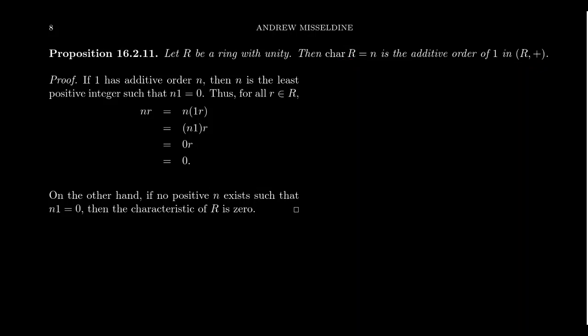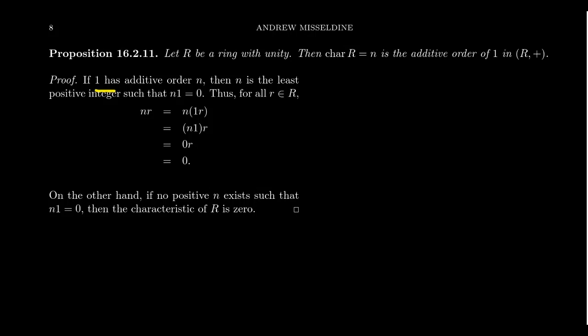So in particular, if I take n times r, that's always equal to zero. So n times one, of course, is equal to zero. What we're trying to say here is you don't even have to look at anything else. Whatever happens to the unity is what happens to everybody. Okay, so let's make a comment about that. Well, I should say, let's look at the proof of this thing.